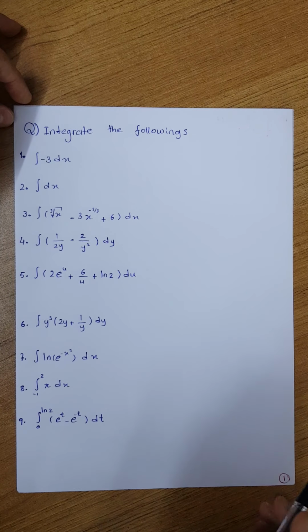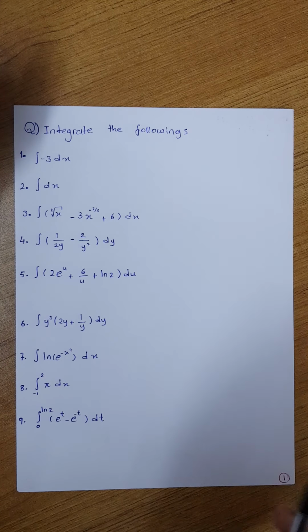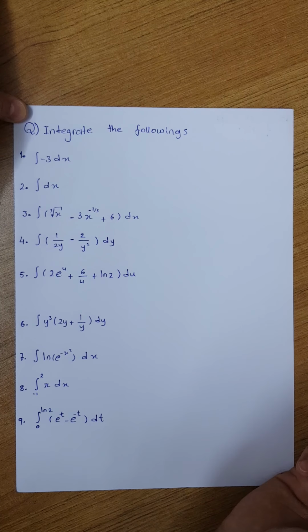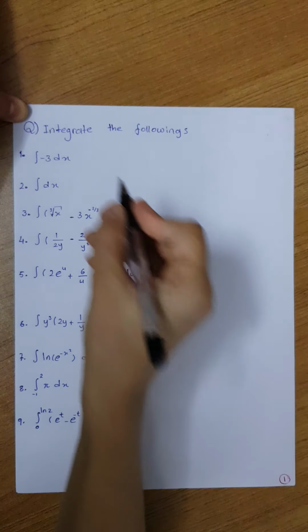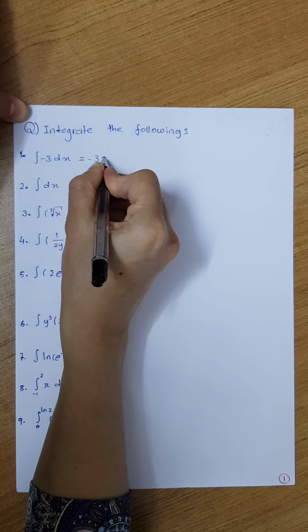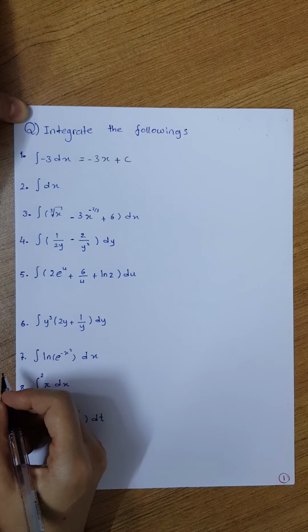So the first integration that we have got is an indefinite integration. We have got the integration of minus 3 dx. We said if you have got a constant, we are simply adding an x next to it. So that will be minus 3x and of course plus c when we have got indefinite integration.